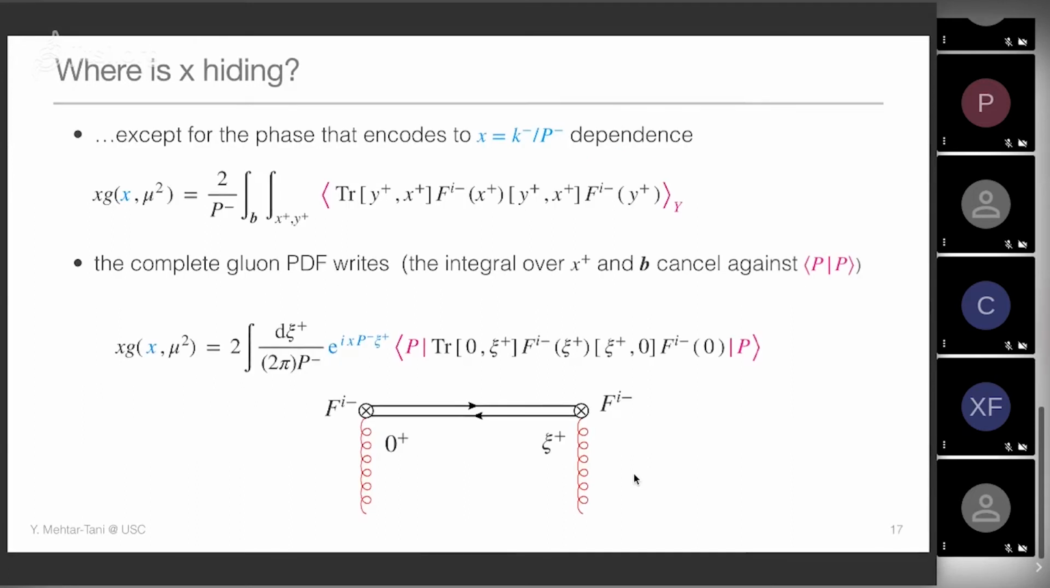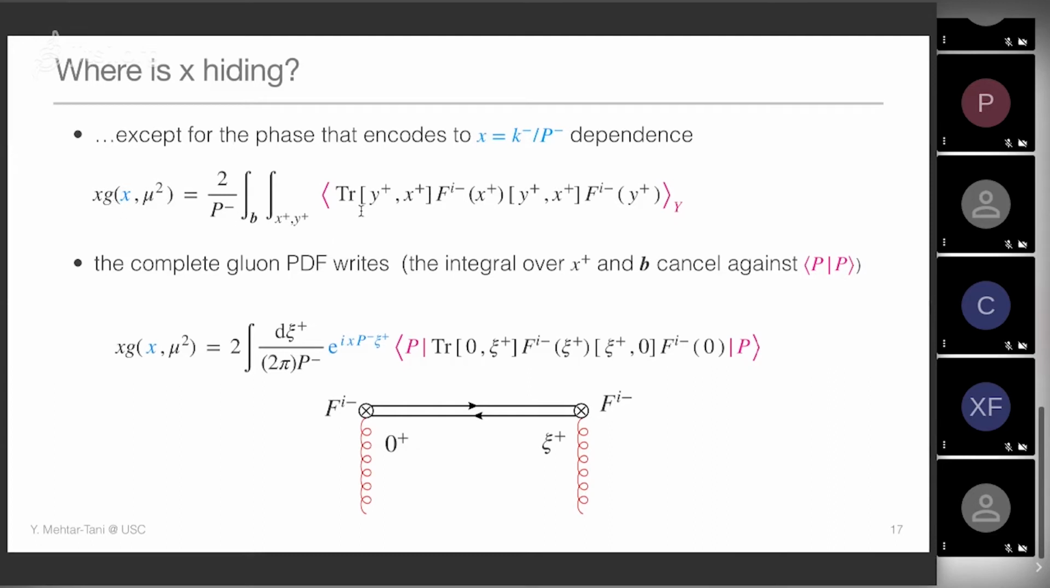Now, what's the problem? I said we recover the PDF, but of course the PDF has to depend on X, and X is K minus over P minus, but there is no K minus on the right-hand side. I have my F F here. I have two gluon exchanges, dressed with Wilson lines to make it gauge invariant, but then I have to evaluate this at a certain rapidity, which is connected to the plus component of the momentum of the photon, but there is no X appearing here.